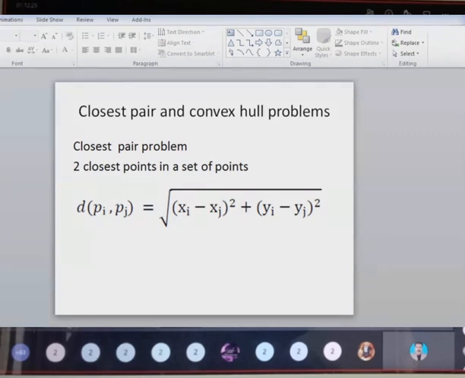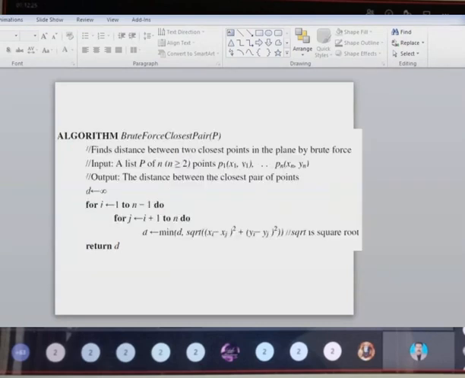Next, the formula to calculate the two closest points is the Euclidean distance formula. D is distance, D within brackets, any two points Pi, comma, Pj. In the square bracket, xi minus xj the whole square plus yi minus yj the whole square. This Euclidean distance formula is used to find the two closest points.